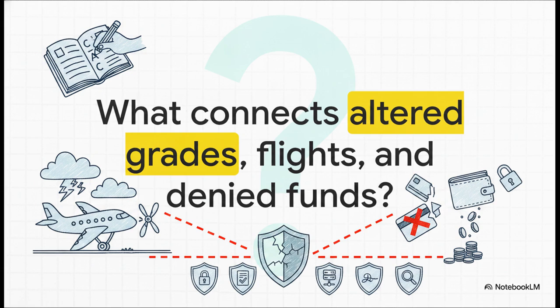What do altered student grades, a grounded airline flight, and a denied financial transaction all have in common? I mean, on the surface, they look like completely different disasters, right? But fundamentally, they all represent a critical failure in the exact same system. They happen when the core principles designed to protect our data just break down. Understanding how to prevent these specific scenarios is what this entire explainer is all about.